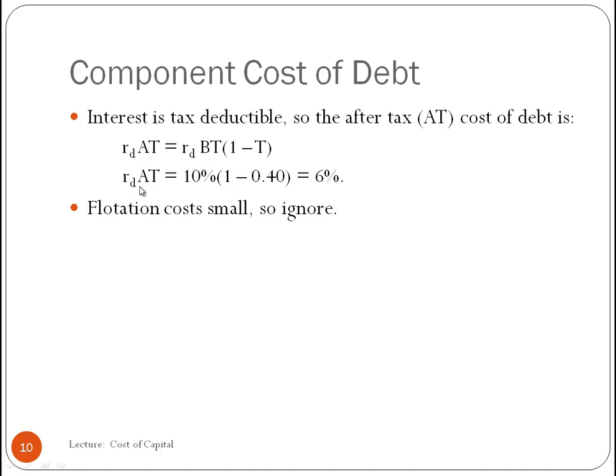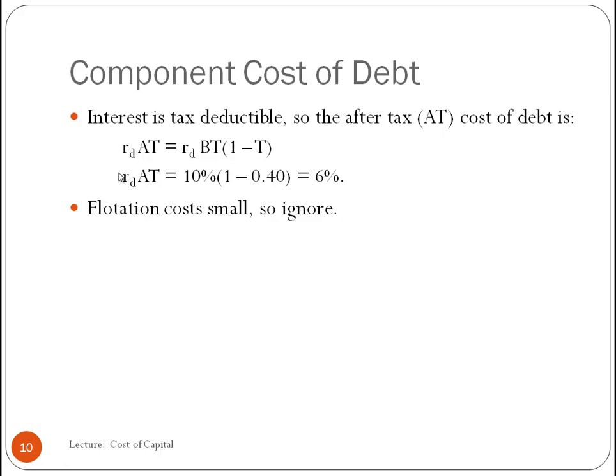So it just reduces to 6%. It's 10% times 1 minus the tax rate, and I'm just assuming that it's 40% here. So that's 60% in the parentheses times 10%, and we're left with 6%. So the after-tax cost of debt, R D after tax, is 6%. It was 10% before tax, 6% after.